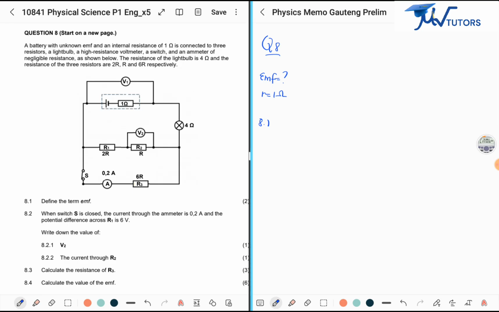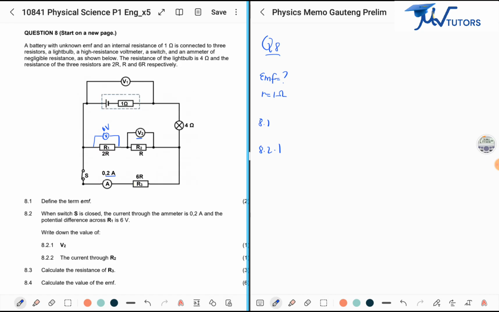And then 8.2, it says when switch S is closed, the current through the ammeter is 0.2 amperes, and the potential difference across R1 is 6 volts. So if we had a voltmeter there, it would read 6 volts. For 8.2.1, write down the value of V2. Now you have voltmeters that would be in parallel with the resistors.